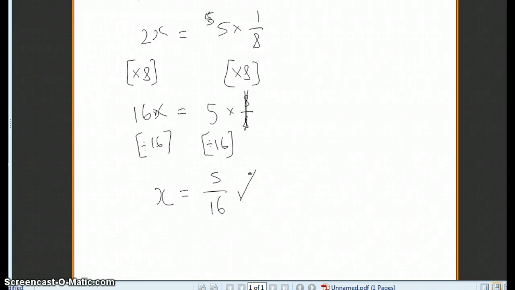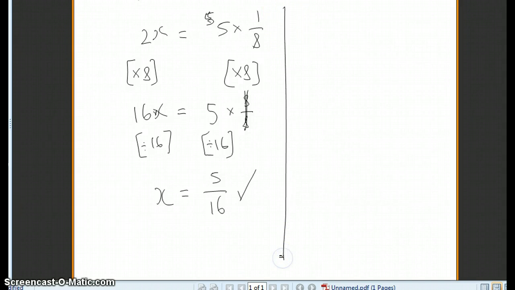In algebra, we leave things as simple fractions as we can. We don't actually take the calculator and go 5 divided by 16 and then round. We leave things as a fraction, and if you can simplify the fraction, do so. 5 over 16, can we simplify that? Do you know anything that goes into 5 and into 16? No. So 5 over 16 is my answer.